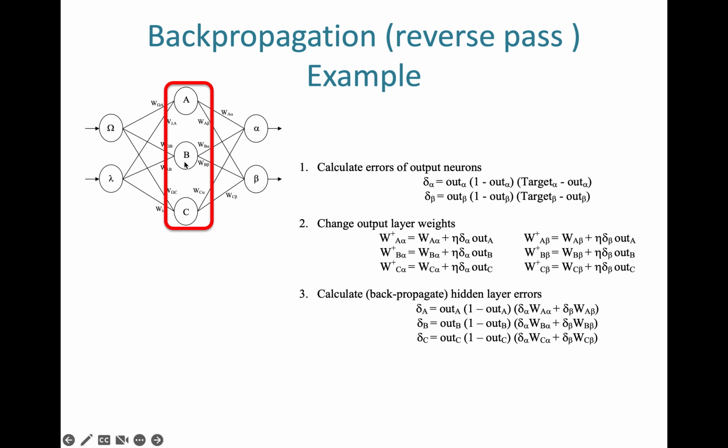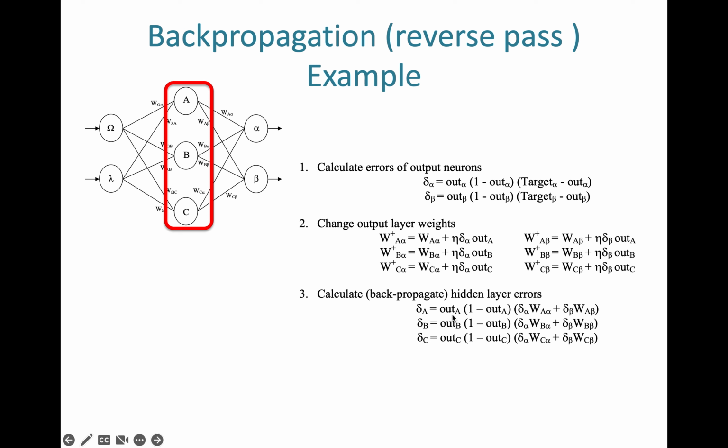So we take the error for alpha, weighted by the weight that connects the neuron A with the neuron alpha. And because A is also connected to beta, we also take the error from beta and multiply it by the weight A beta, okay? And this is the error that we associate to A. We are just backpropagating the error from alpha and beta to A. This is exactly what you see here, okay?